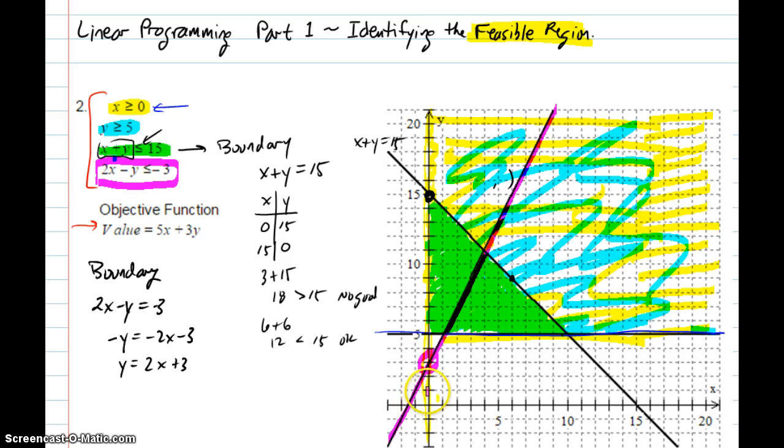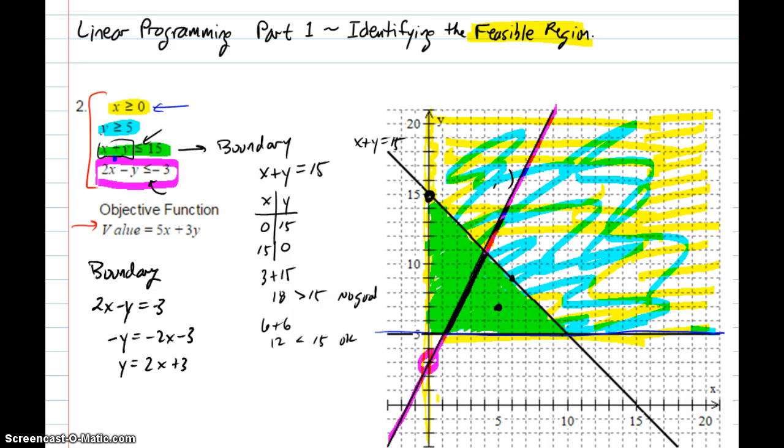So that's the line. But again, since I want the inequality, I have to decide where are the points that satisfy this inequality, making 2x minus y less than or equal to negative 3. The line is where they're equal to negative 3. Where are they less than negative 3? So again, I'm going to pick some points. I'm only interested in this green spot, one side or the other.